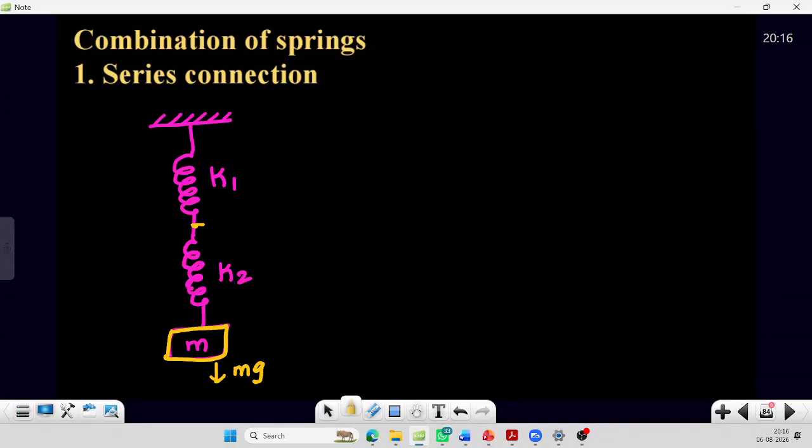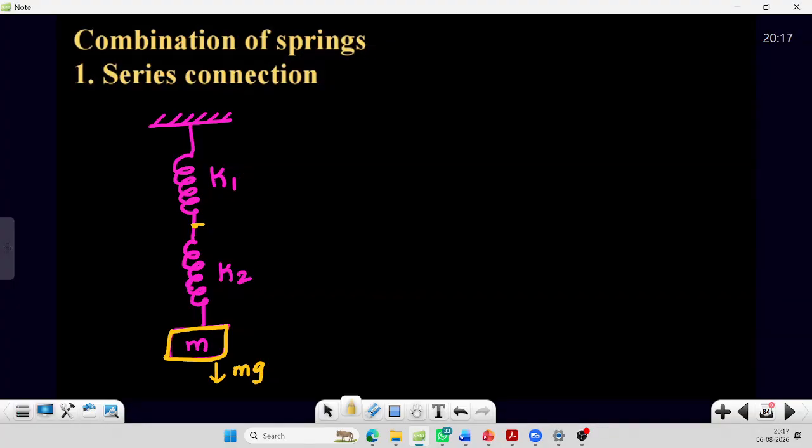Okay, that force we can call a restoring force. It is like inertia, but not exactly. So here, some properties are like that. Now what we can say here is that this spring constant is different, this spring constant is different.